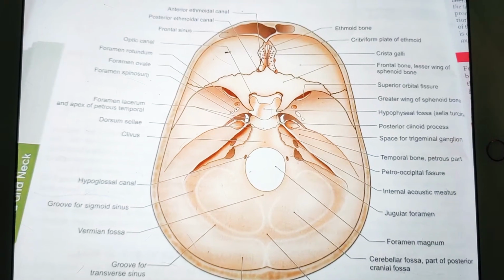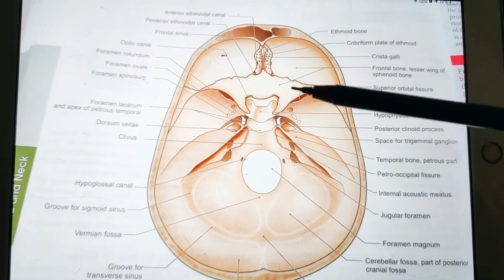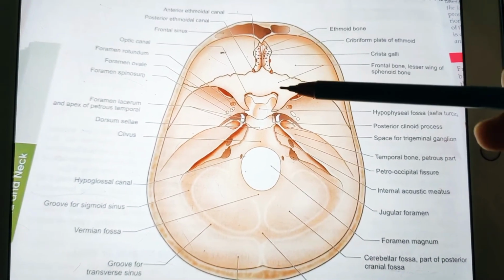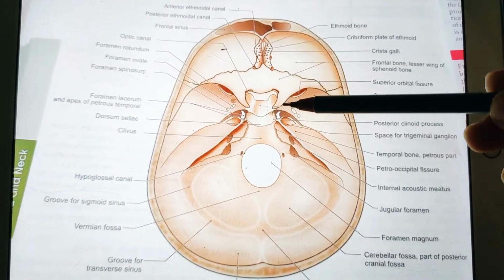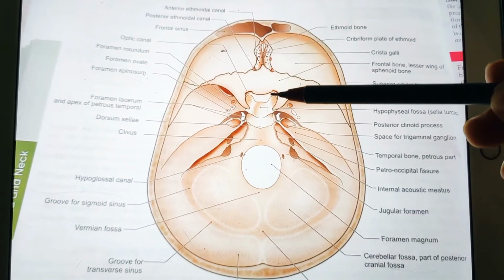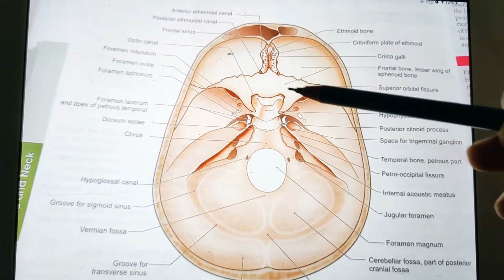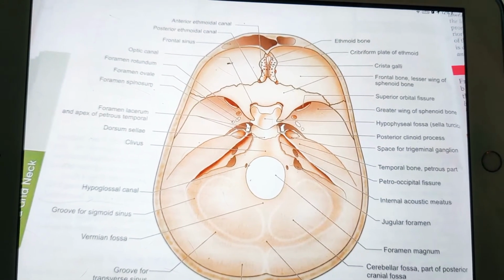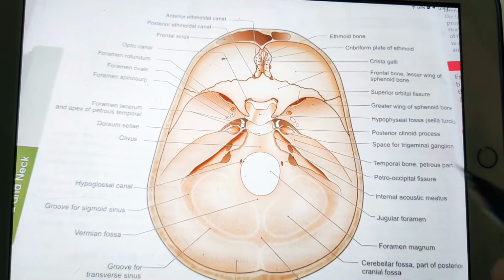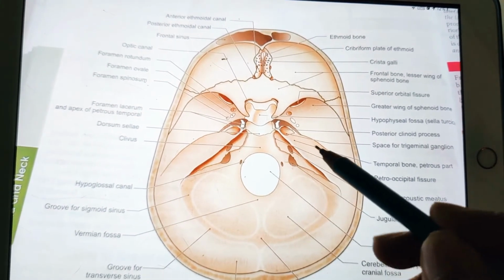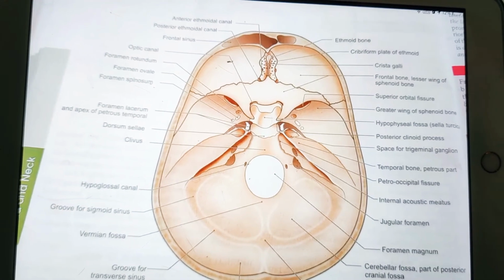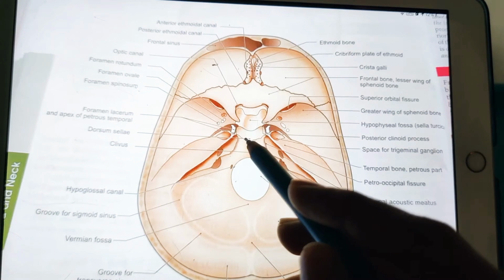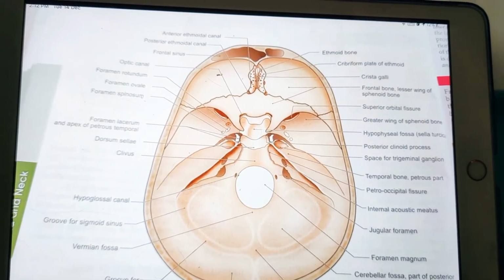Now coming to the boundaries. The anterior boundary is formed by the posterior border of the lesser wing of sphenoid, by the anterior clinoid processes, and by the anterior margin of the sulcus chiasmaticus. Now coming to the posterior boundary, it is formed by the superior border of the petrous part of the temporal bone, and by the dorsum sellae of sphenoid. This is the dorsum sellae of sphenoid. You can see it clearly. These are forming the posterior boundary.